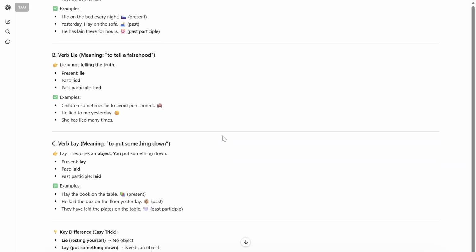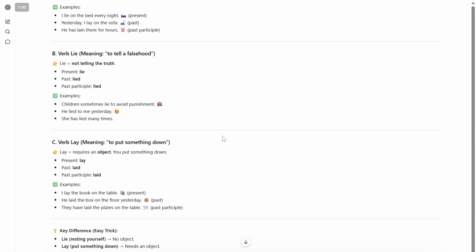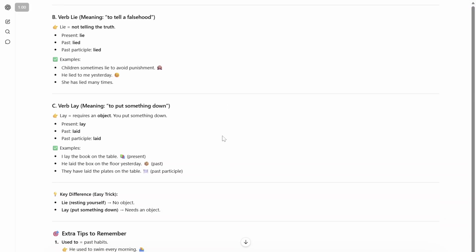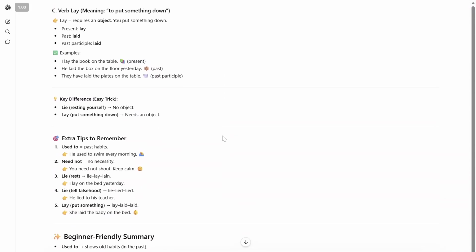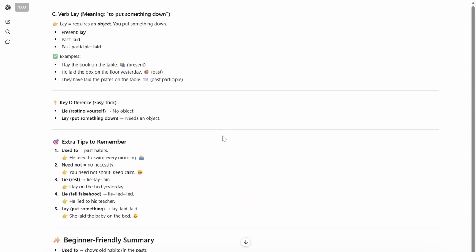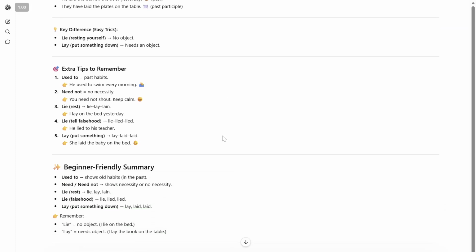Extra tips to remember. 1. Used to equals past habits. He used to swim every morning. 2. Need not equals no necessity. You need not shout. Keep calm. 3. Lie, rest: lie, lay, lain. I lay on the bed yesterday. 4. Lie, tell falsehood: lied, lied. He lied to his teacher. 5. Lay, put something: lay, laid, laid. She laid the baby on the bed.